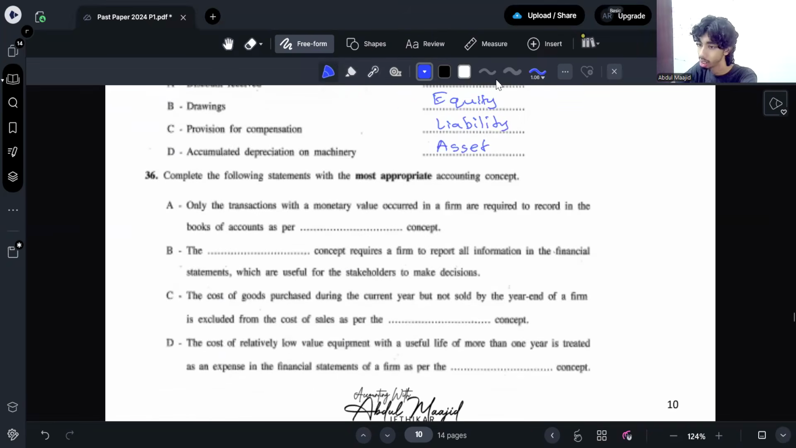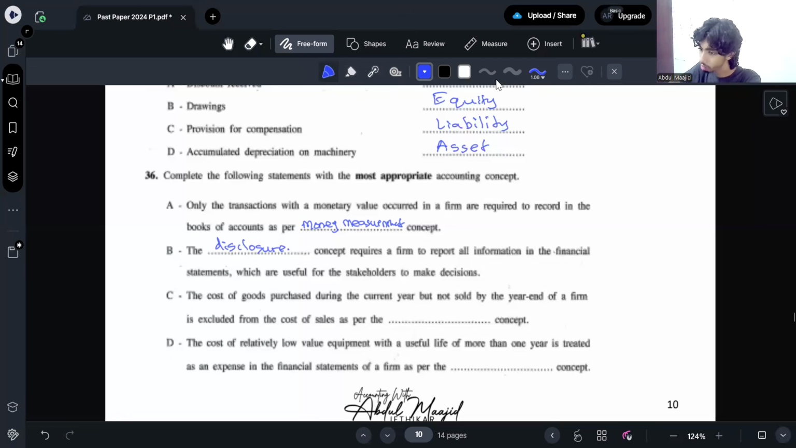Okay. 36. Complete the following statement with the most appropriate accounting concept. Only the transactions with monetary value occurred in a firm are required to be recorded in books of accounts as per the money measurement concept, right? Based on the money measurement concept, we record only transactions that can be measured in a rupee value. B. The blank concept requires the firm to report all the information in the financial statements which are useful for the stakeholders to make decisions. That is the disclosure concept. The disclosure concept only says provide all the information that is required to make decisions by the stakeholders.